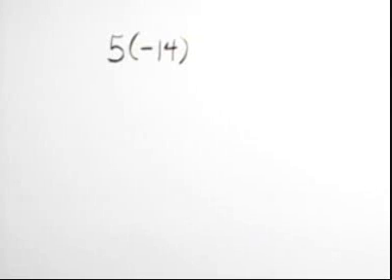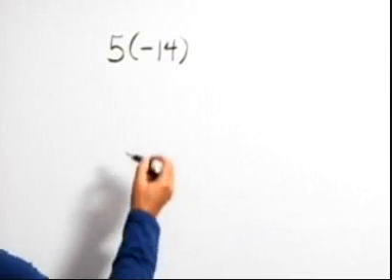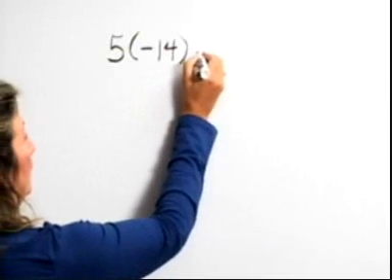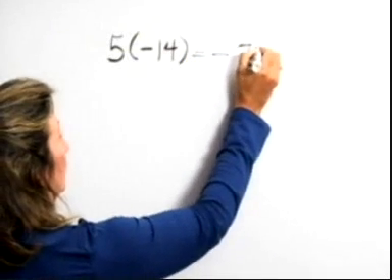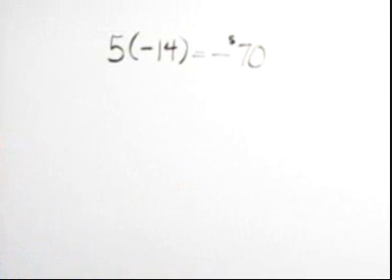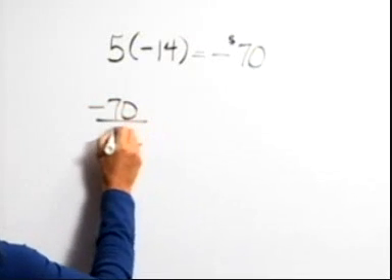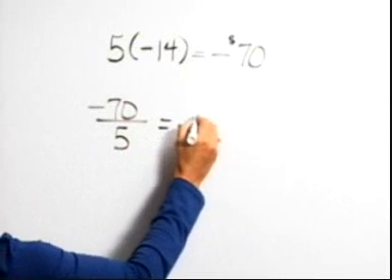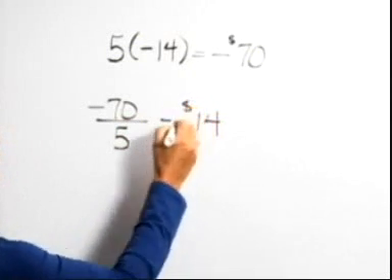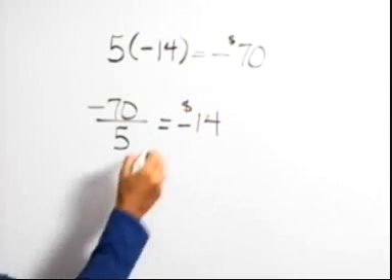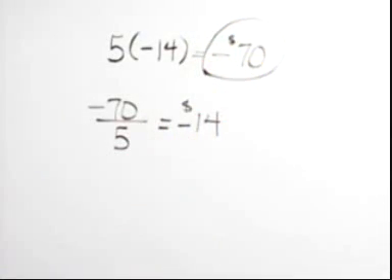And as you can see here, we have 5 overdrafts at negative $14 an overdraft. Gives us a negative $70. So her total overdraft charges were negative $70 for that month. Now to check this, we can reverse the process by saying the total overdraft charges, which were negative 70, divided by the number of overdraft charges, which was 5, should equal the amount per charge, which is $14. That does in fact work, so that tells us that our answer of negative $70 is in fact correct.